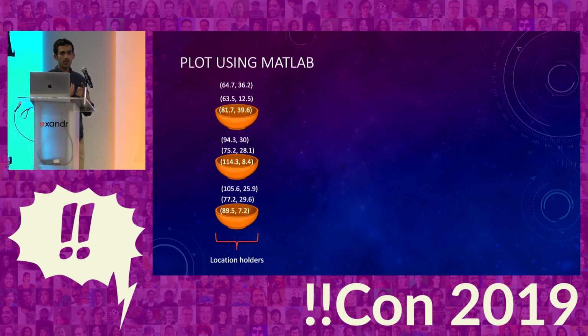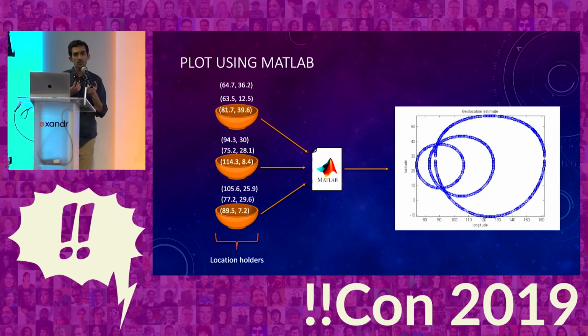You have 3 text files, which contain pairs of points. You pass them to the MATLAB script, and it creates a beautiful pictorial representation like this. So ideally, we have to get circle-ish shapes. I know they are not perfect circles, but as long as they intersect exactly at 2 points, we are good. But it does not happen all the time.